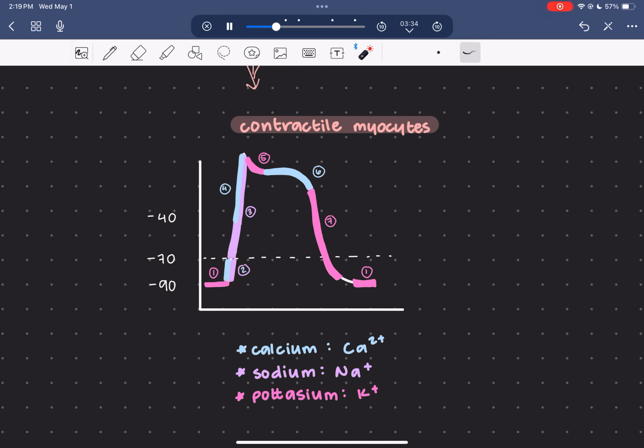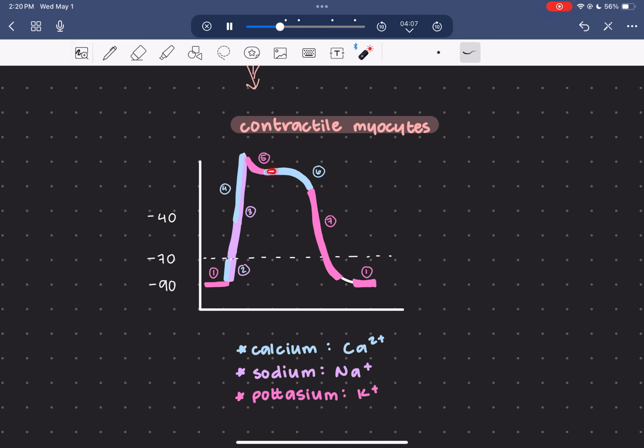So they're going to leak out of the gap junctions, and then sodium is going to quickly flood into the cell, creating a rise in voltage, so it depolarizes. Then at step 4, we're going to see around negative 40 millivolts, and the L-type calcium is going to enter into the cell. Here at step 5, there's going to be a bit of a dip. The sodium channels are going to close, and potassium slowly begins to leave the cell.